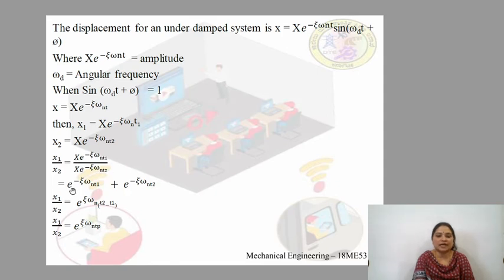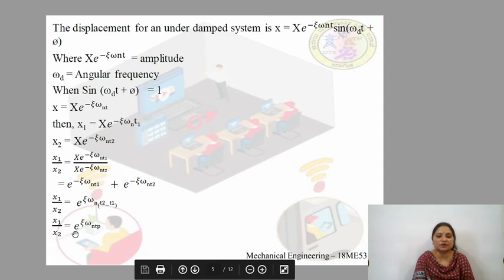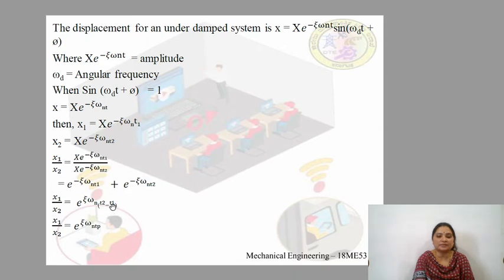This can also be written as e to the power of minus zeta omega n t1 divided by e to the power of minus zeta omega n t2, as X in the numerator and denominator cancels. Therefore, x1 by x2 equals, since both have a common base, e to the power of zeta omega n into t2 minus t1, so that we can remove the negative symbol also. Now, x1 by x2 equals e to the power of zeta omega n times the difference t2 minus t1, which is nothing but the time period Tp.